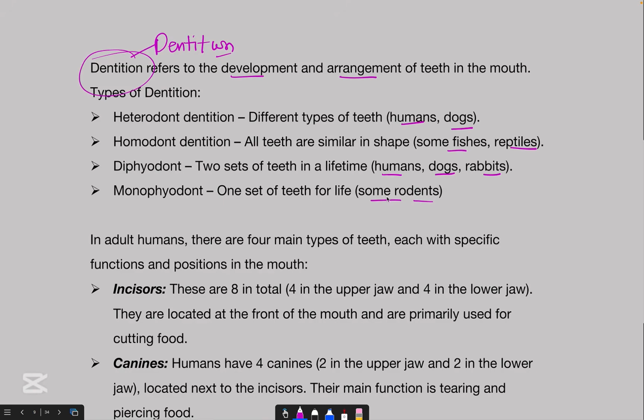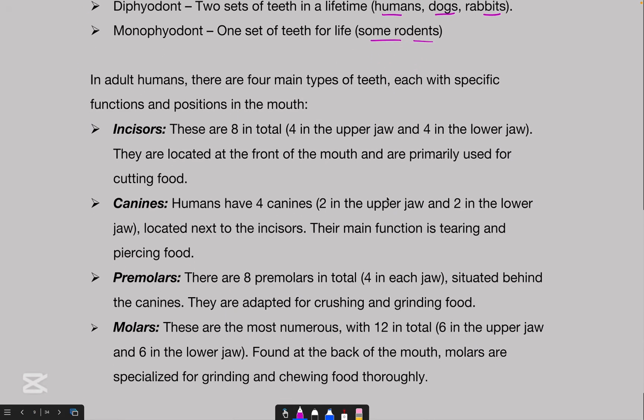All right. Now, in adult humans, there are four main types of teeth. Each of them has specific functions and positions in the mouth. Now, incisors. There are 8 in total, 4 on top and 4 down. They are located in front of the mouth and are primarily used for cutting food. You see them in front of the mouth, those 4: 1, 2, 3, 4. They are the incisors.